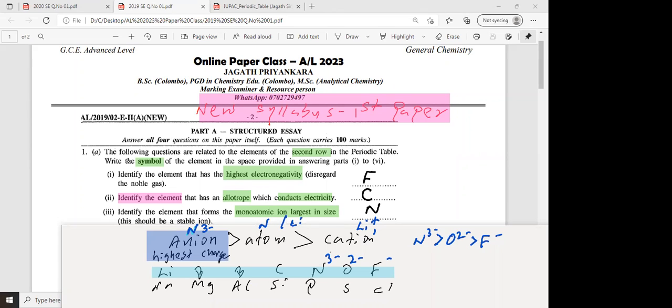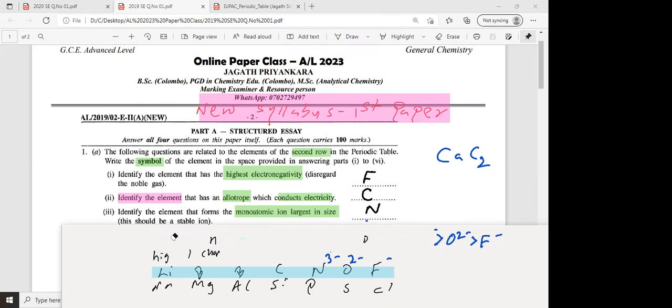Can carbon form the anion C4 minus? No, C4 minus is not formed. Actually, carbide exists sometimes, calcium carbide CaC2, but C2 minus. Carbon will not form C4 minus or C3 minus because it is unstable. They are asking that the ion should be stable, so therefore C4 minus is not available. Next one, I'll erase the screen.